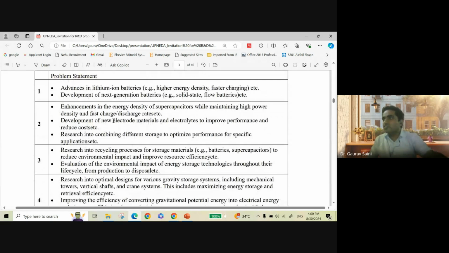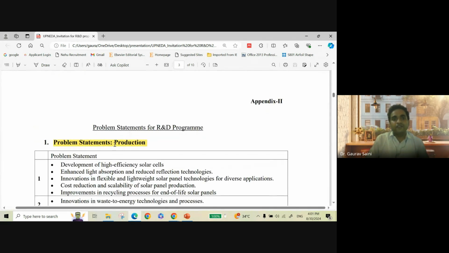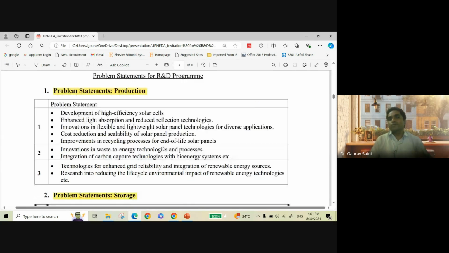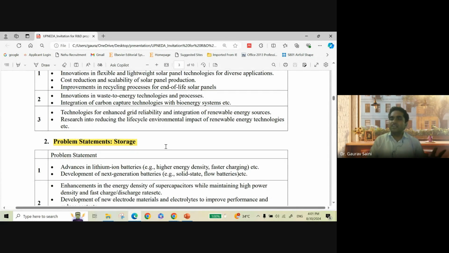They have already said that other relevant R&D aspects, apart from the above, related to new and renewable energy projects will also be considered. But they have specified that they are working on the storage part and on the production part. Suppose we have some transmission issues or generation issues, we can consider them if related to renewable energy. But if your proposal is related to storage, they will give you more preference.